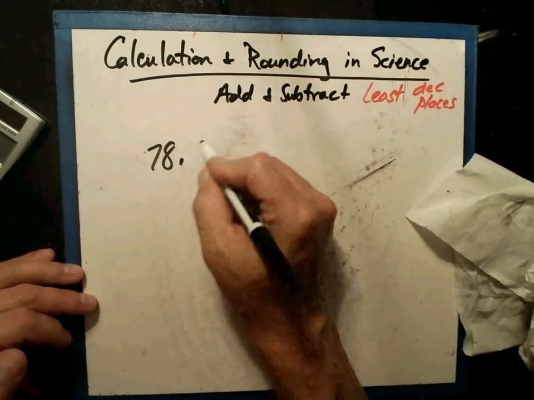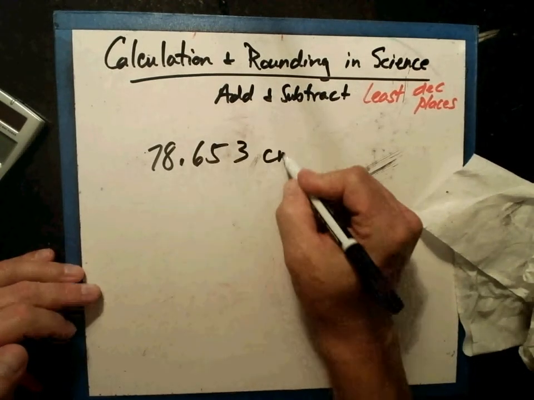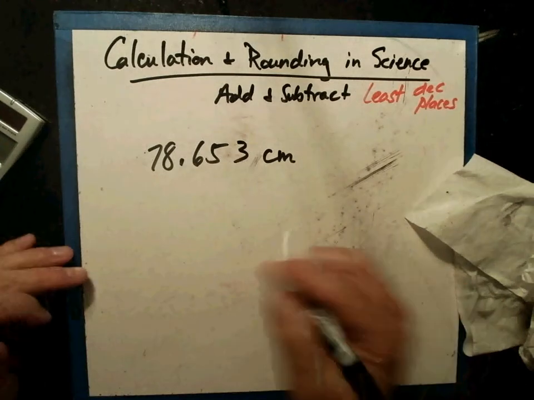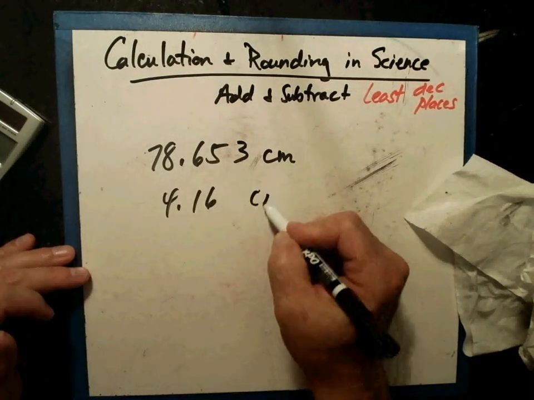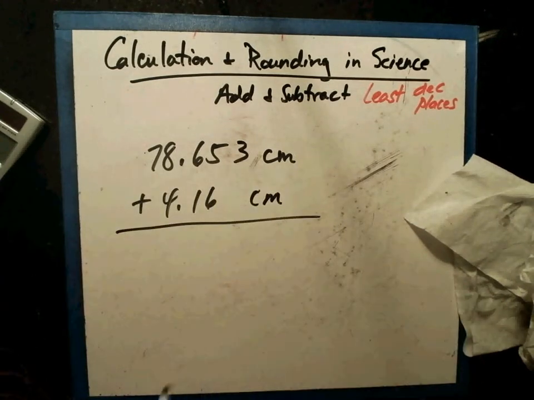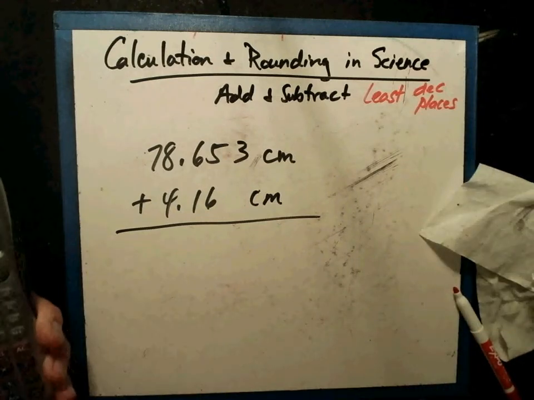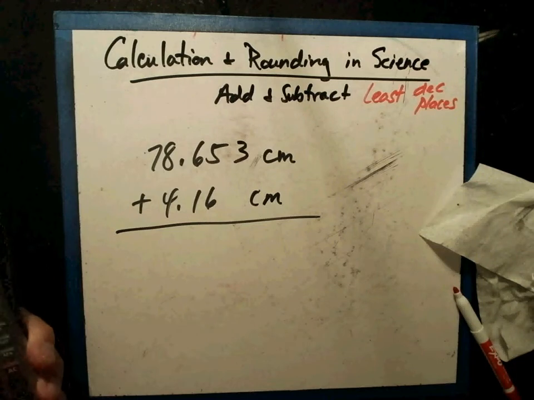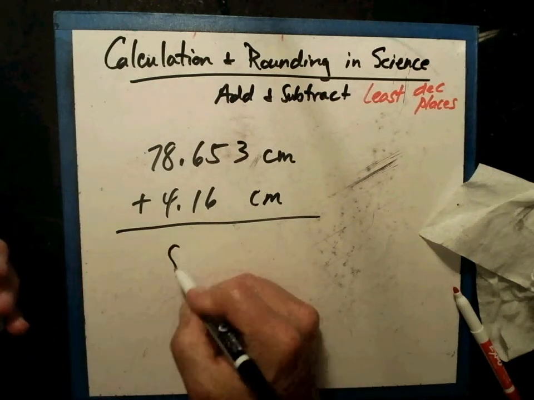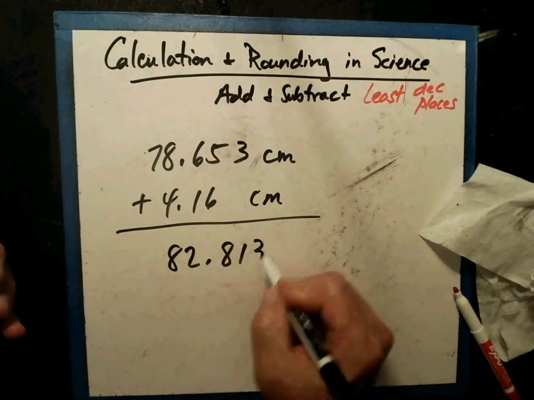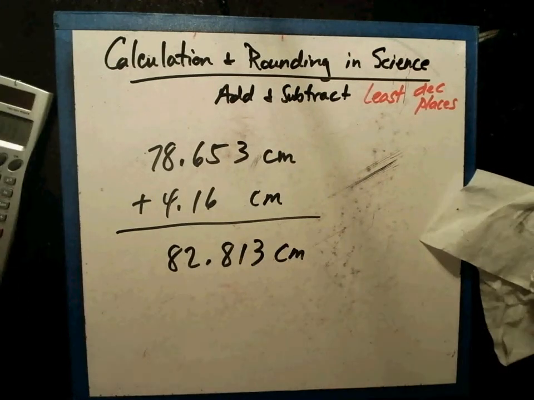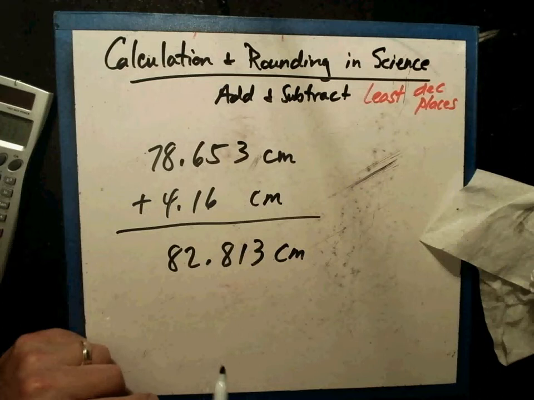So let's take some numbers. 78.653 centimeters. I'm just going to stay with centimeters for all of them. 4.16 centimeters. And I'm going to add them. Grab your calculator. Add them together. I'm going to do the same thing. 78.653 plus 4.16. My calculator says 82.813 centimeters. Is that the correct answer?